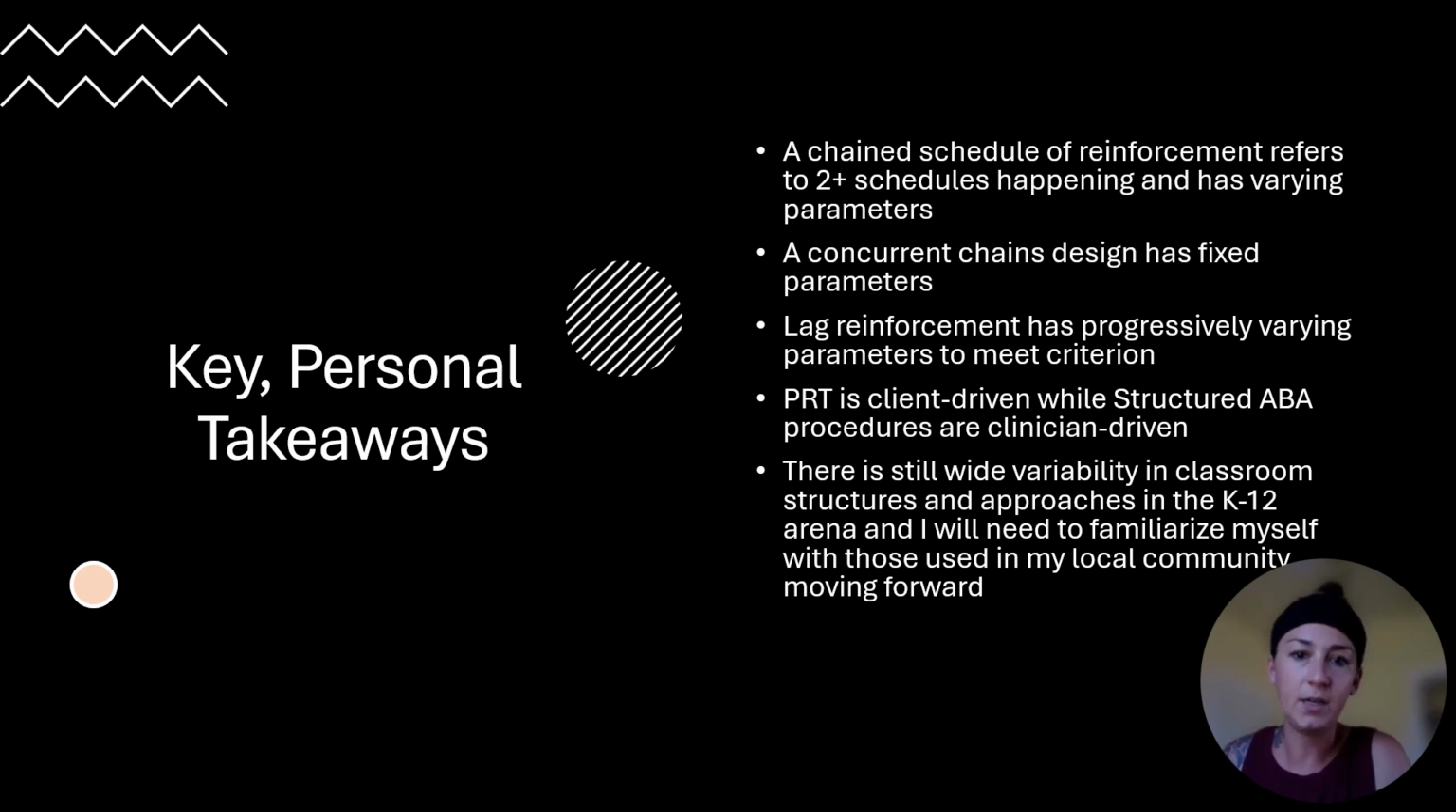So my key personal takeaways: a chain schedule of reinforcement refers to two or more schedules happening and has varying parameters. A concurrent chains design has fixed parameters. Lag reinforcement has progressively varying parameters to meet criterion.